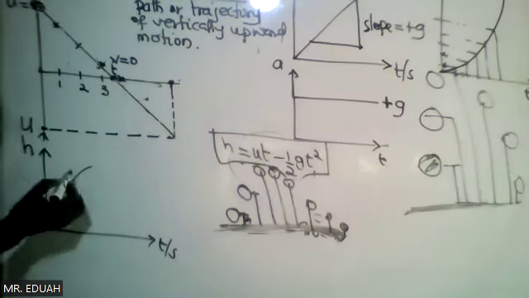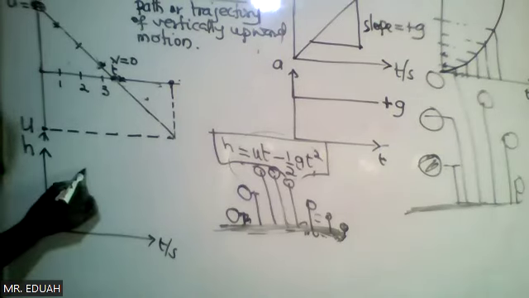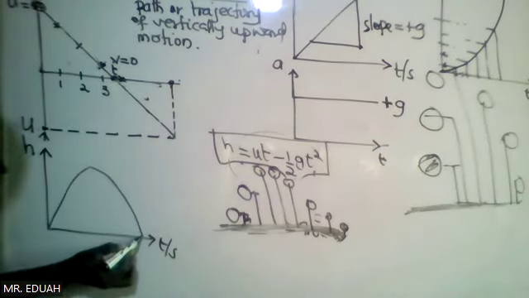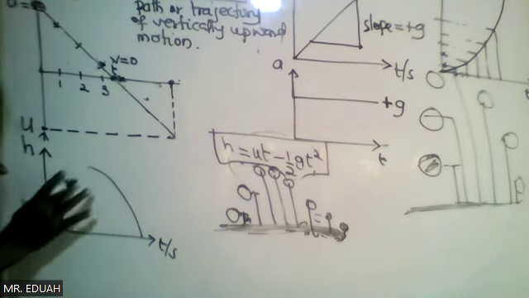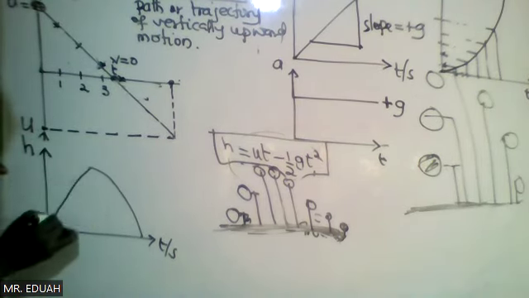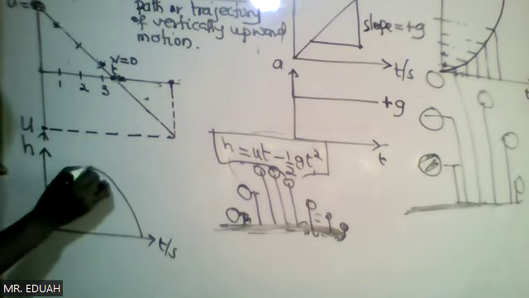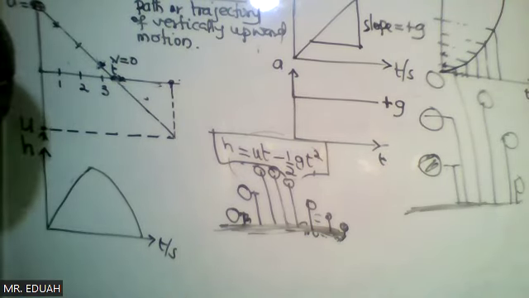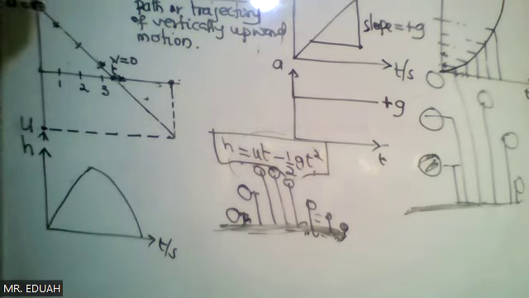Please, it reduces or it comes down. So it reduces. So when you plot the graph, you have another half curve. So this is the displacement time graph for a body thrown vertically upwards and coming down. And this is the velocity time graph.